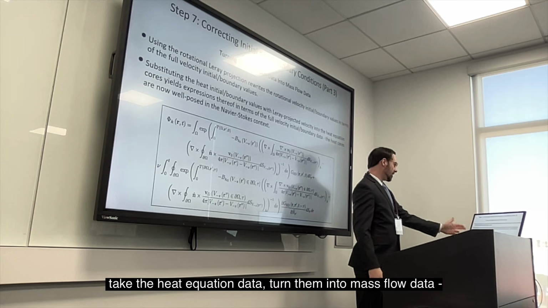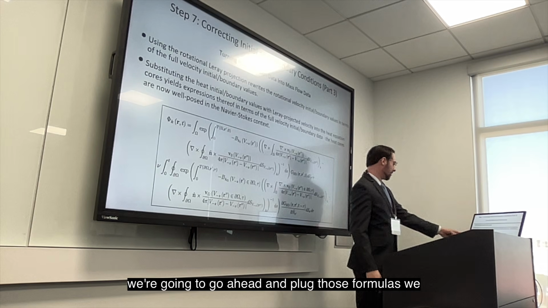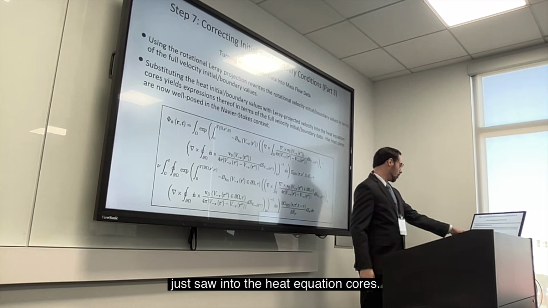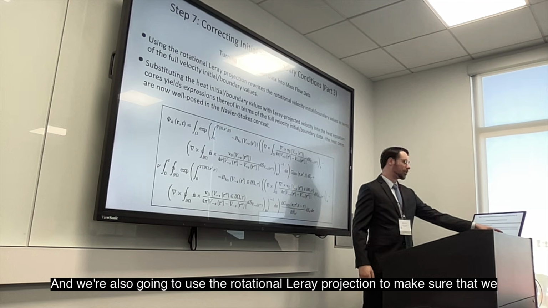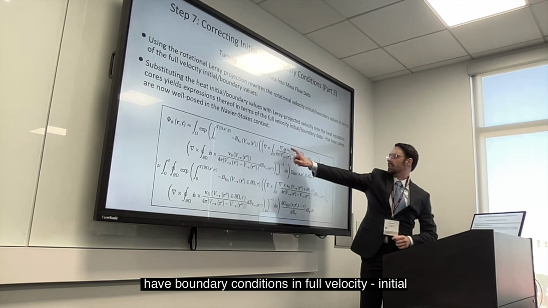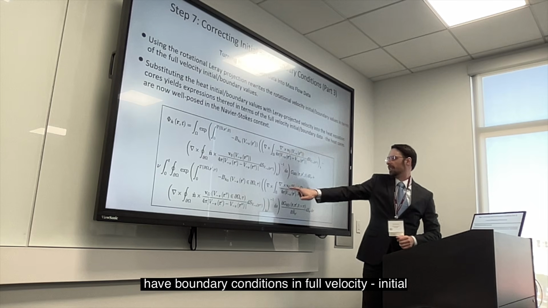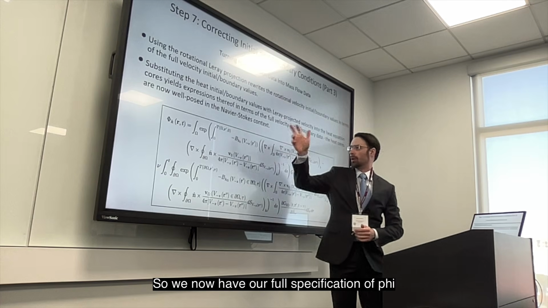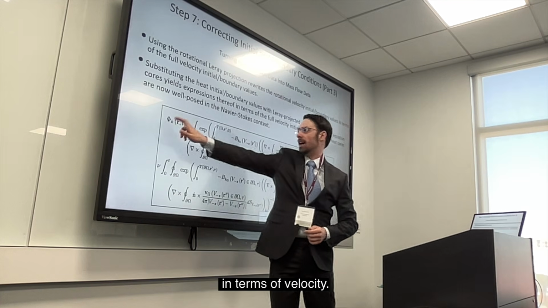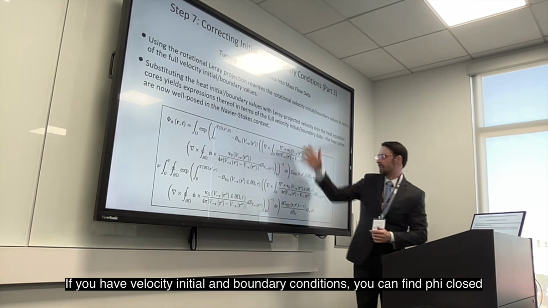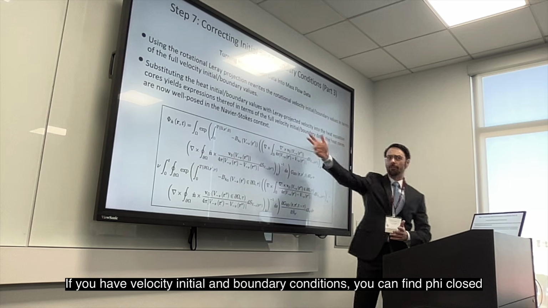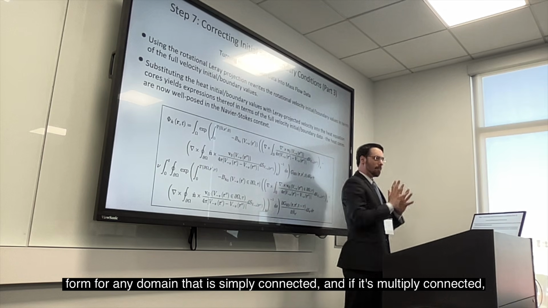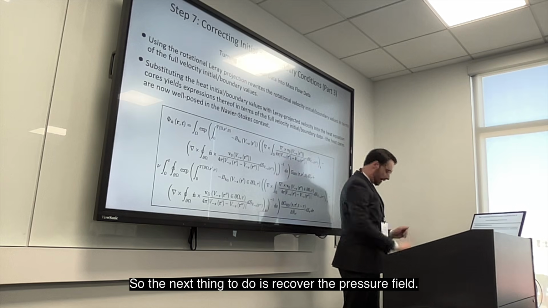Now we're going to take the heat equation data, turn them into mass flow data. We're going to plug those formulas we just saw into the heat equation cores. We're also going to use the rotational linear projection to make sure that we have boundary conditions in full velocity, and initial conditions also, instead of just the rotational velocity. So we now have our full specification of phi in terms of velocity. If you have velocity initial boundary conditions, you can find phi closed form for any domain that is simply connected, and if it's multiply connected, make it a wee bit more complicated, and you've got it made.